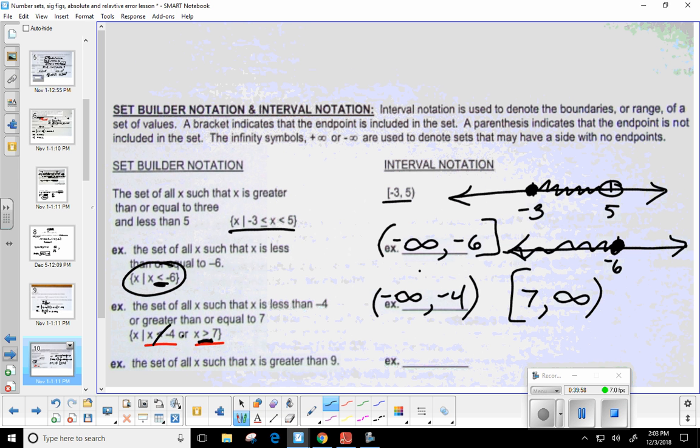Now, if you have multiple intervals, you just combine them with a union. So I'm looking for all values in this interval or this one. In fact, do you guys want to try the next one on your own? Take a few seconds, see if you can figure out what that is, and I'll go ahead and give you another one. The set of all x such that x is greater than 9.